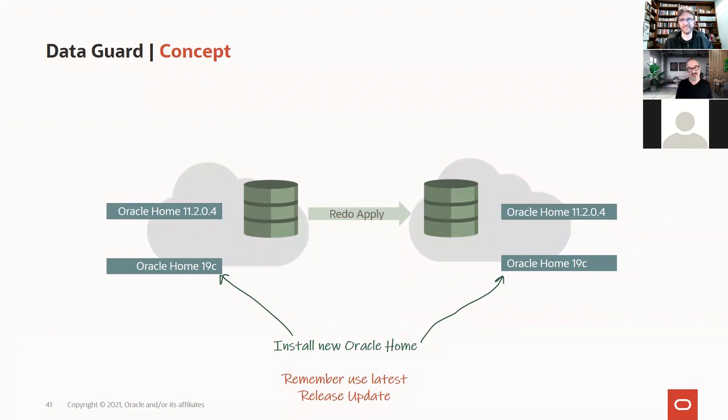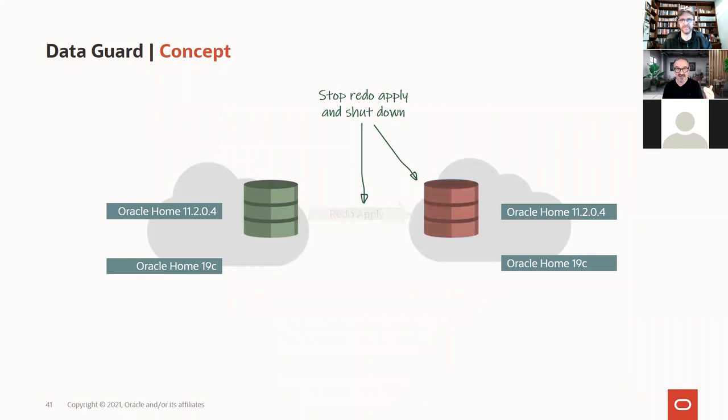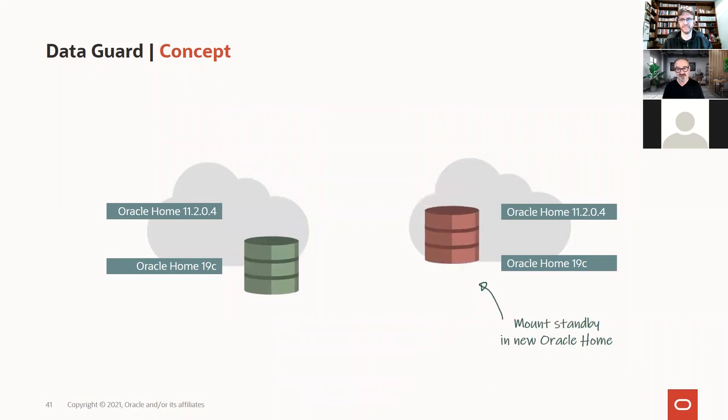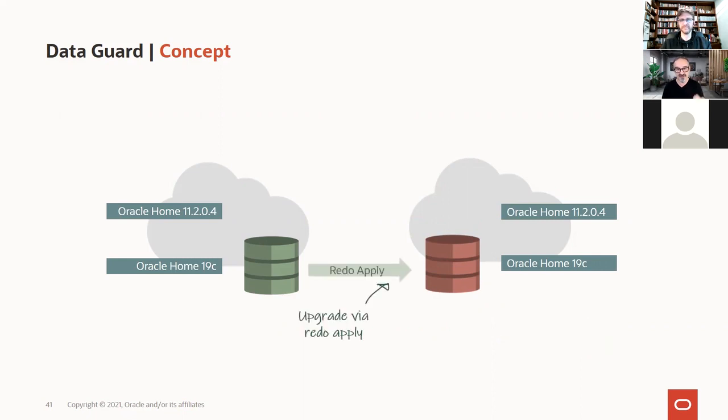So you use FPP. As Ludovico explained before, you deploy your 19c homes. All is good. Latest release update. And then if you do it manually, you stop your redo apply and you shut down. But I explain you the MAA recommendation afterwards. Then you upgrade your database with AutoUpgrade to 19c on the primary side. Then you mount the standby in a new Oracle home. And then you start redo apply.